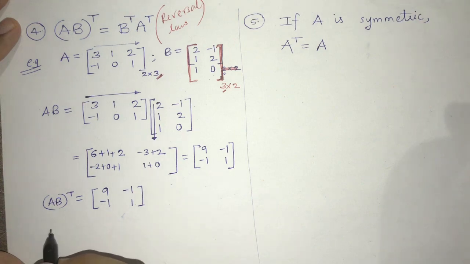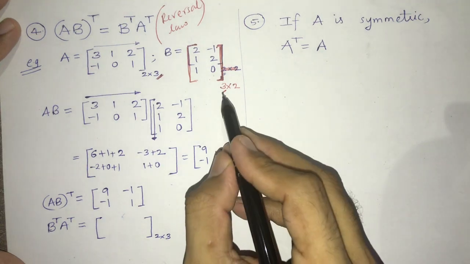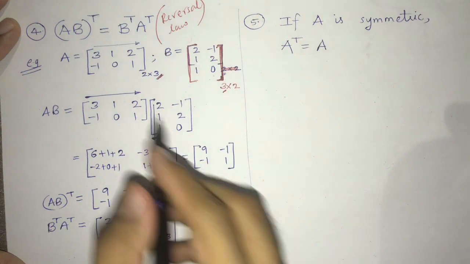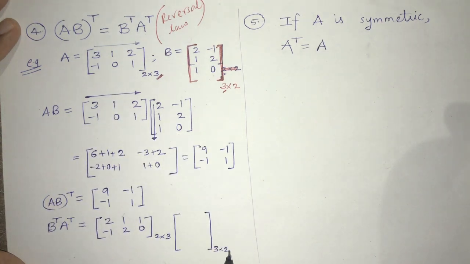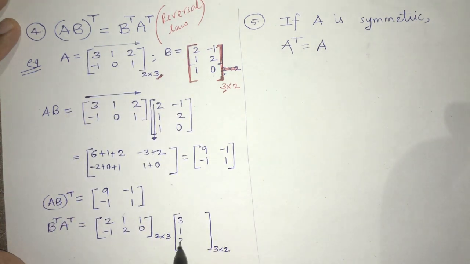So to prove the reversal law, I need to now take B transpose multiplied to A transpose. B transpose में what we are going to get is a 2 by 3 matrix. 3 by 2 का 2 by 3 हो जाएगा B transpose में. And what we are going to get is first row becoming first column, 2 minus 1, 1 2, 1 0 gets multiplied to A transpose. So A transpose मतलब A का transpose लेना है, 3 rows 2 columns, और 3 rows 2 columns में अभी फर्स्ट रो का बन जाएगा फर्स्ट कॉलम 3 1 2, सेकेंड रो का बन जाएगा सेकेंड कॉलम.